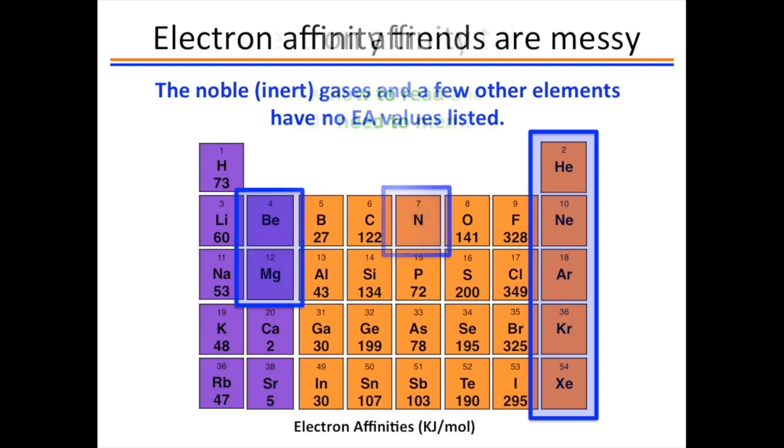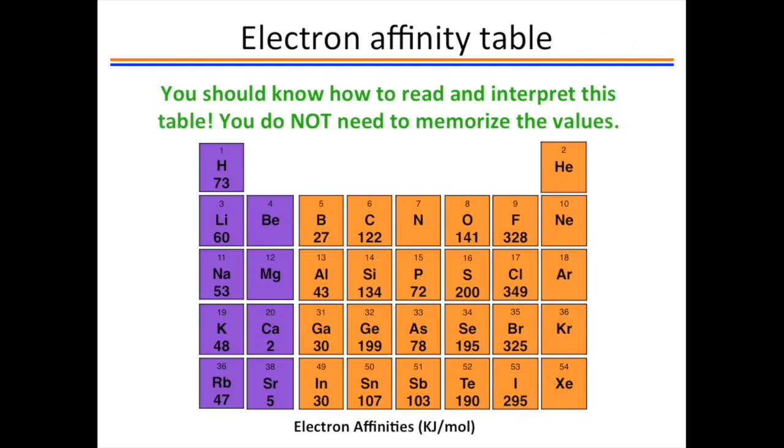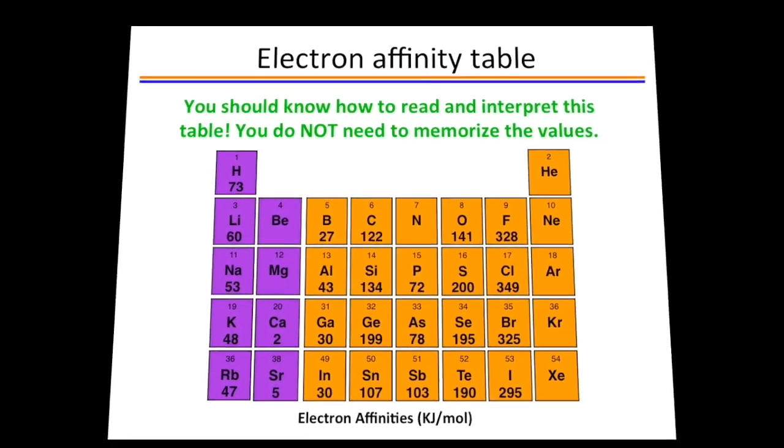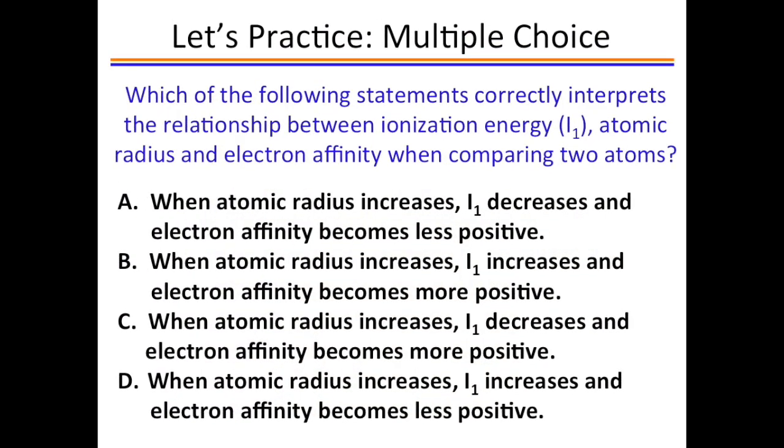You don't need to memorize the numbers in the electron affinity table. You should, however, recognize that atoms with positive electron affinities form stable anions, and you should be able to use an electron affinity table that is given to you. Now let's practice a multiple choice question. Pause the video here and take this opportunity to synthesize your knowledge on periodic trends. Write the answer in your notebook.